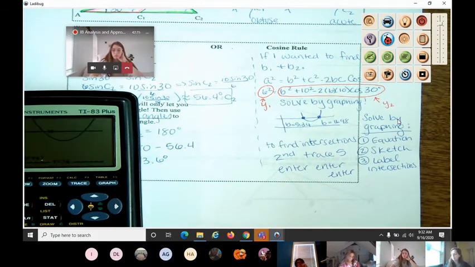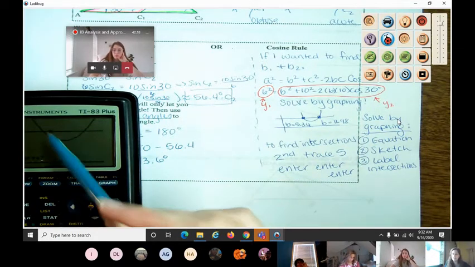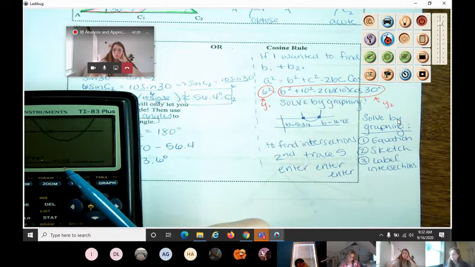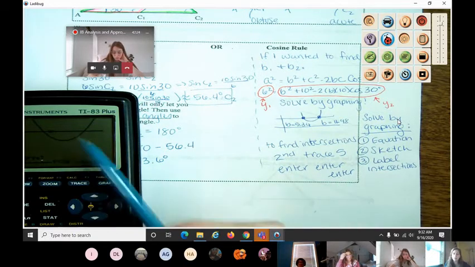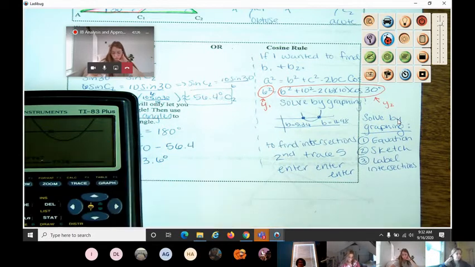It's basically asking for your first curve, your second curve, and then to get close to the intersection. So when you're finding the second intersection, before you click the third enter, you just need to get closer to the intersection so it knows which one you're talking about.